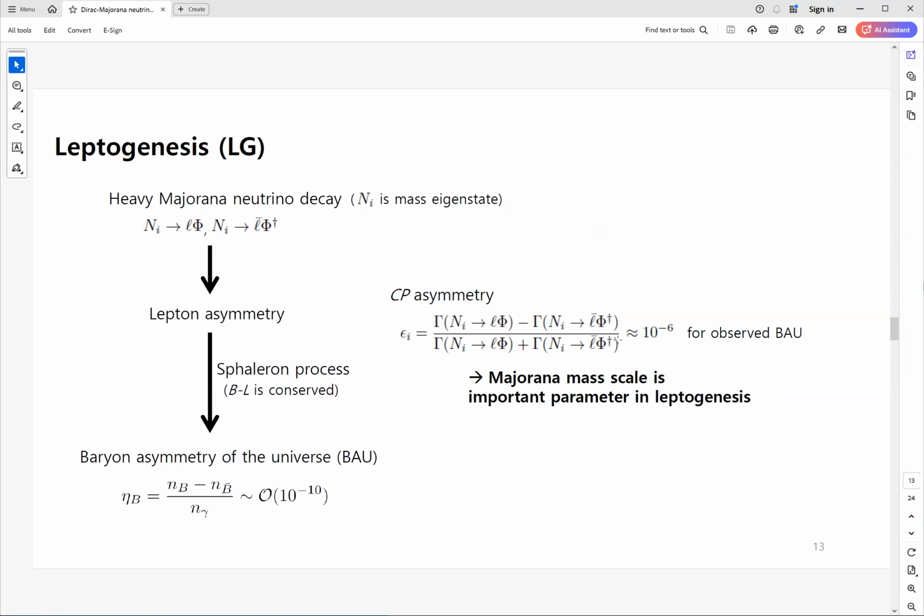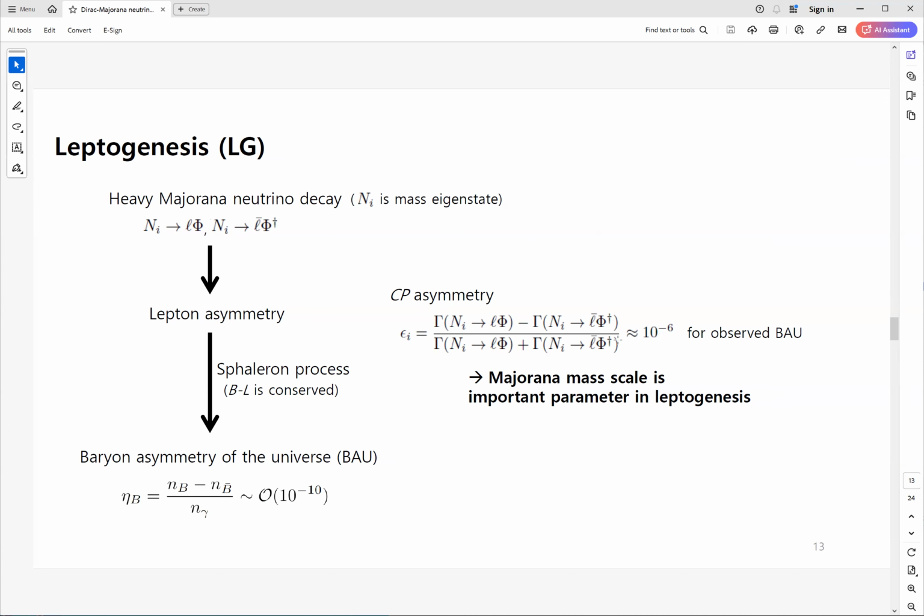Leptogenesis occurs with the decay of the heavy Majorana neutrinos, where N is a mass eigenstate here. There are two different decay modes: N goes to a lepton and Higgs, or an anti-lepton and anti-Higgs. From these two different decay modes, the lepton asymmetry is generated, and via a parallel process, the baryon asymmetry is generated. Such lepton asymmetry generation can be parameterized by the CP asymmetry epsilon, which is defined as the difference between the two decay modes with normalization.